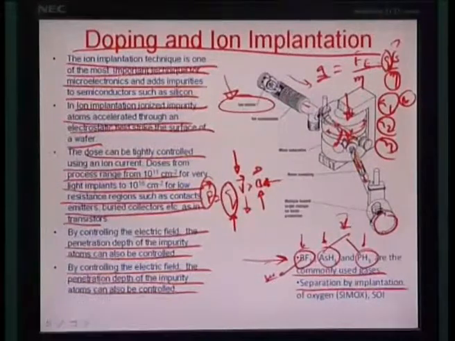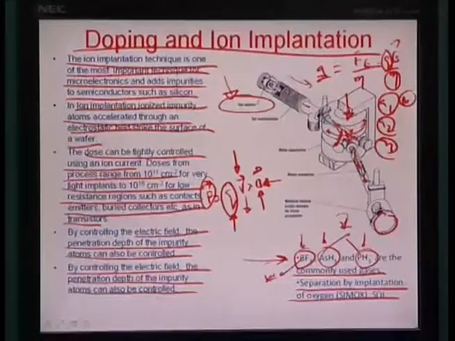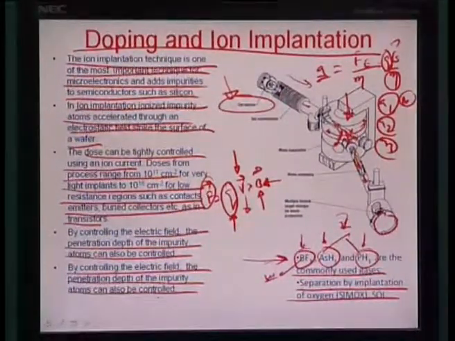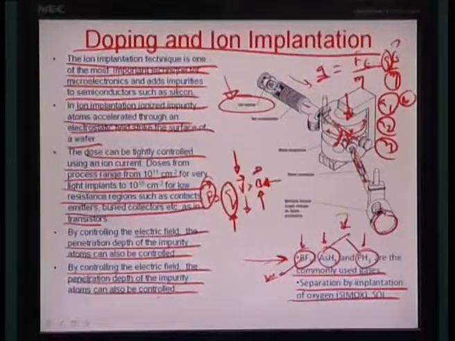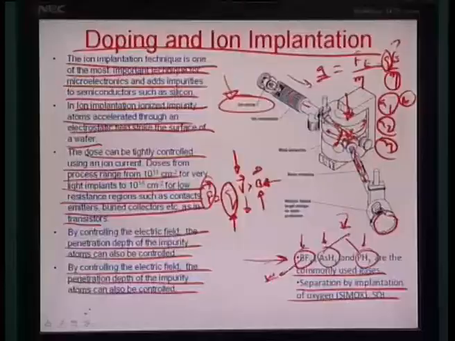Separation by implantation of oxygen can also create what you call SIMOX features, or SOI, silicon on insulator wafers. So this is how the doping in the ion implantation process really goes.